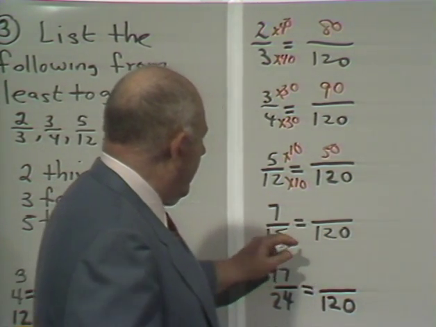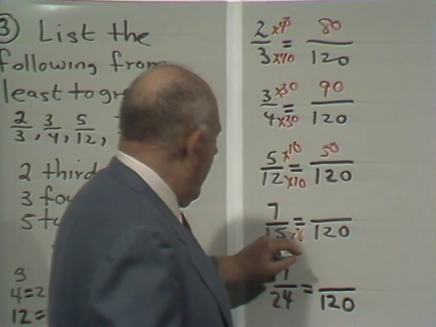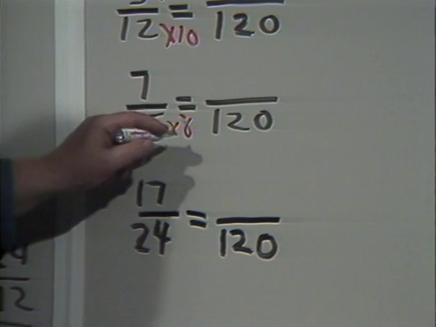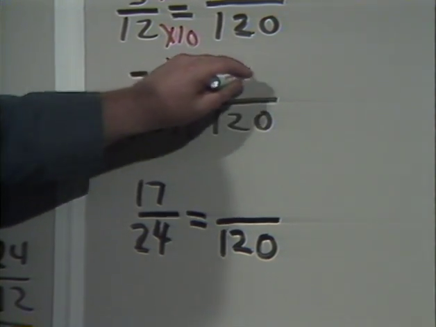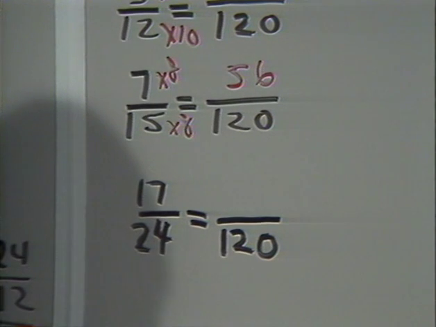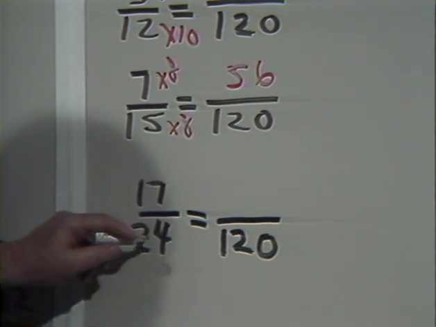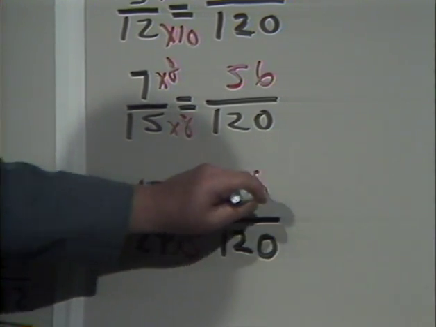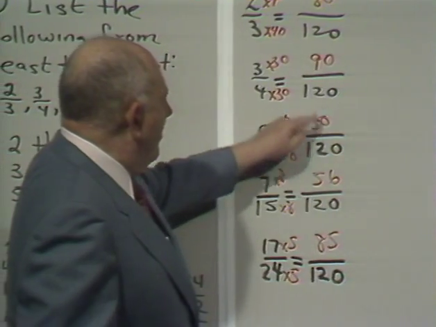15 goes into 120 8 times. You can check. How would you do that if you weren't sure? Just divide 15 into 120. It goes 8 times. 8 times 7 is 56. So at a rate of 7 out of 15, you're taking 56 out of 120. 24 goes into 120 5 times. 17 times 5 is 85. See, now I have a common denominator.